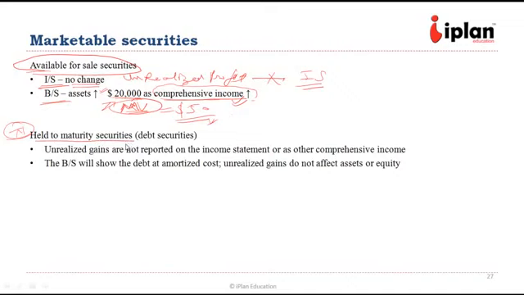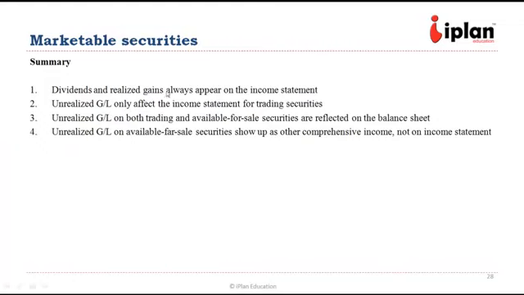Now let us look at the third case where we are keeping them at held to maturity. As we know, in these cases as well, the unrealized gains are not reported to the income statement, just as earlier. It is not even included in the comprehensive income at the balance sheet. Since we are planning to hold them till maturity, the balance sheet will not show the current market price. It will show debt as amortized cost, but in this case we are talking about equity. So any unrealized gain will not affect asset or equity. They are just going to keep them at cost itself.